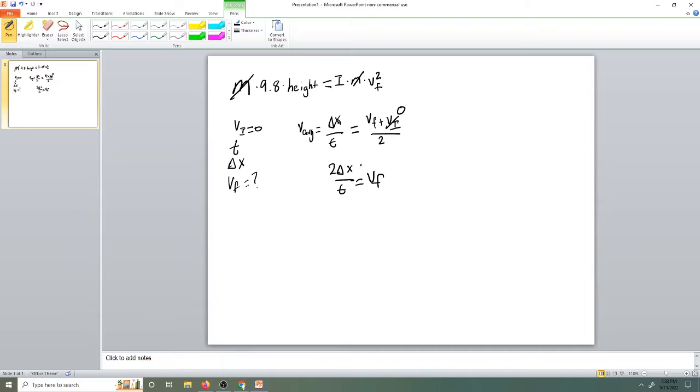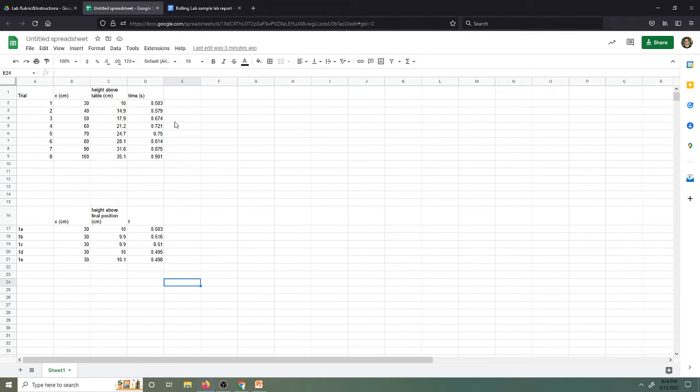Okay, so the two things I'm going to do first in the spreadsheet is solve for height, and then solve for v final. All right, so we go back to the spreadsheet here. I still have time, height, and this. So here's the fun thing about spreadsheets. They can do all these calculations for you if you are careful enough.